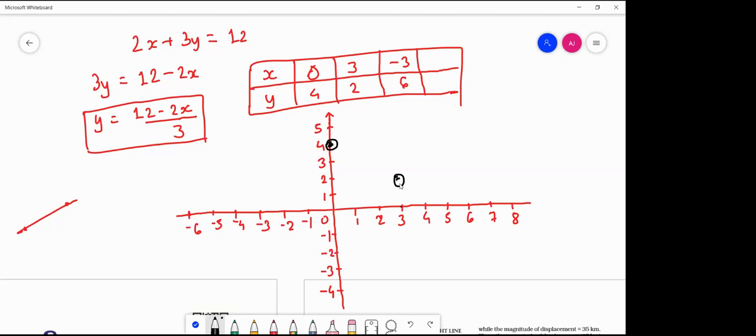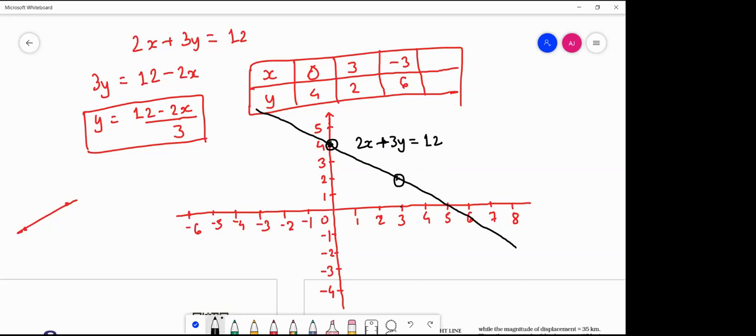Okay. If I join these 2 points, I will get the equation of line. So this equation of line will be 2x plus 3y equal to 12. 2x plus 3y equal to 12. This will be the equation of line. Okay, this will be the graphical representation. So we make it like this.